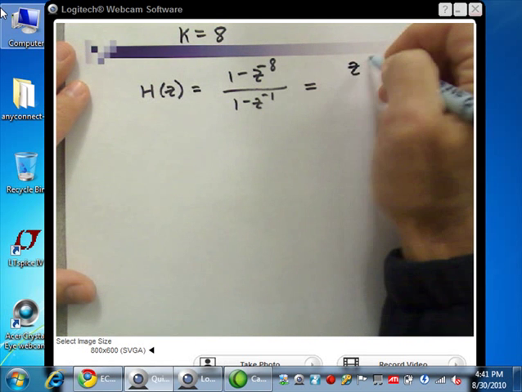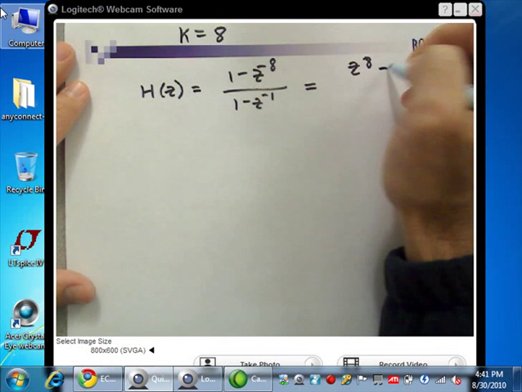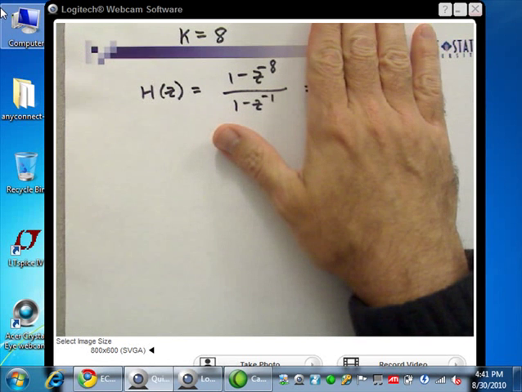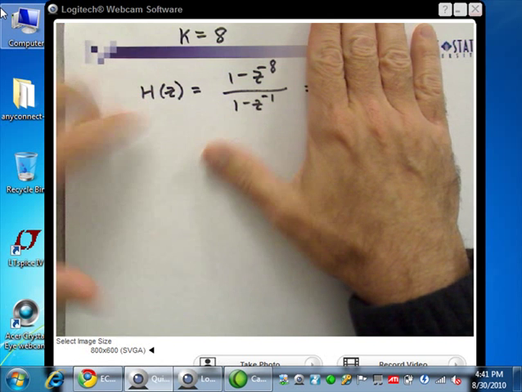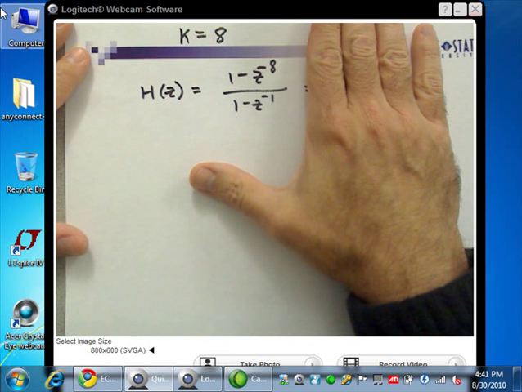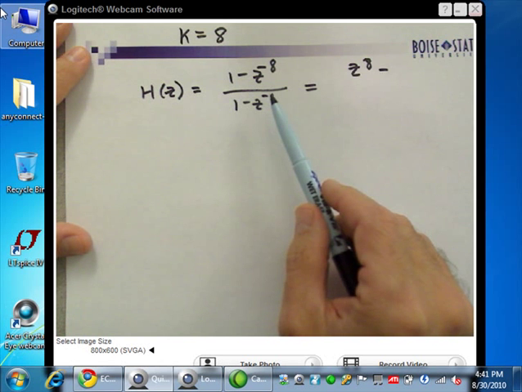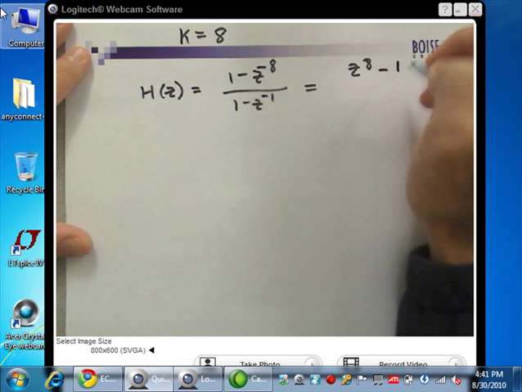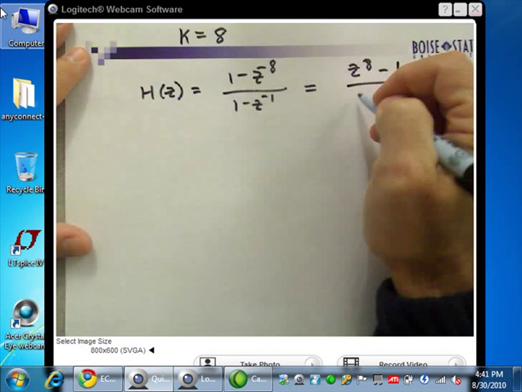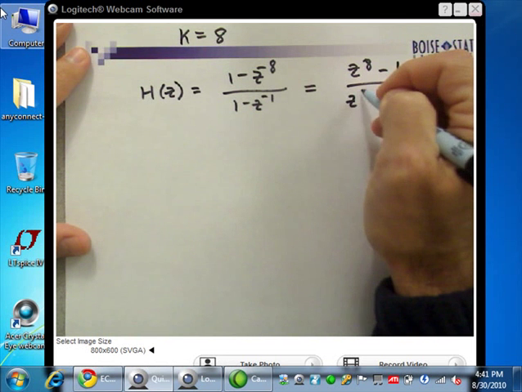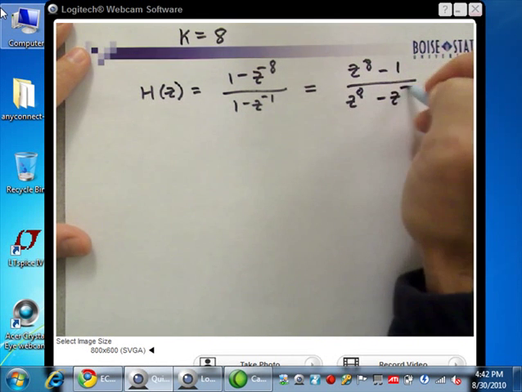to the 8. So I get z to the 8 minus... well, first off, one of the things I said last time is that I have to have more or equal number of poles than zeros. Do I in this circuit? How many poles do I have? Well, you know what? Let's multiply the top and bottom. Right, 8 poles. Let's multiply the top and bottom by z to the 8th over z to the 8th, minus z to the 7th.